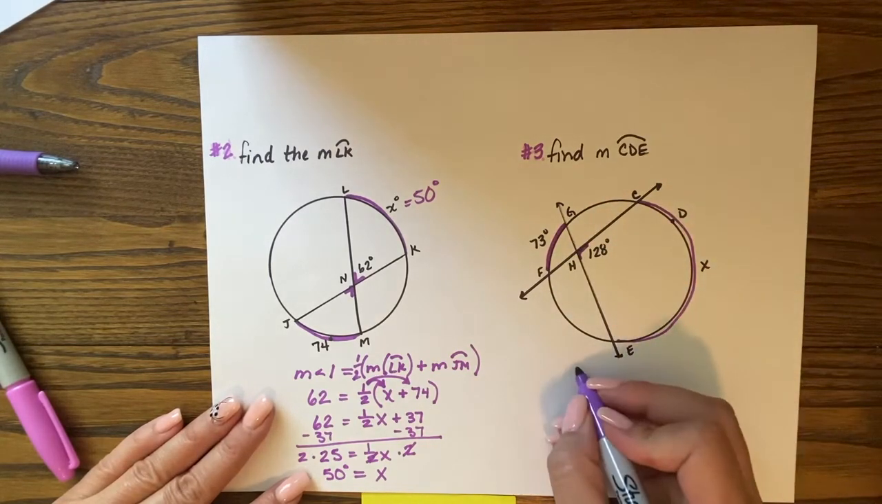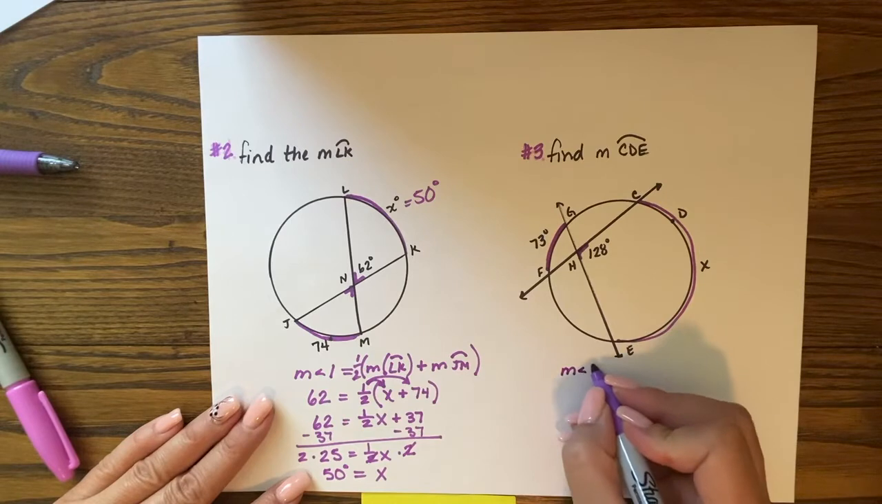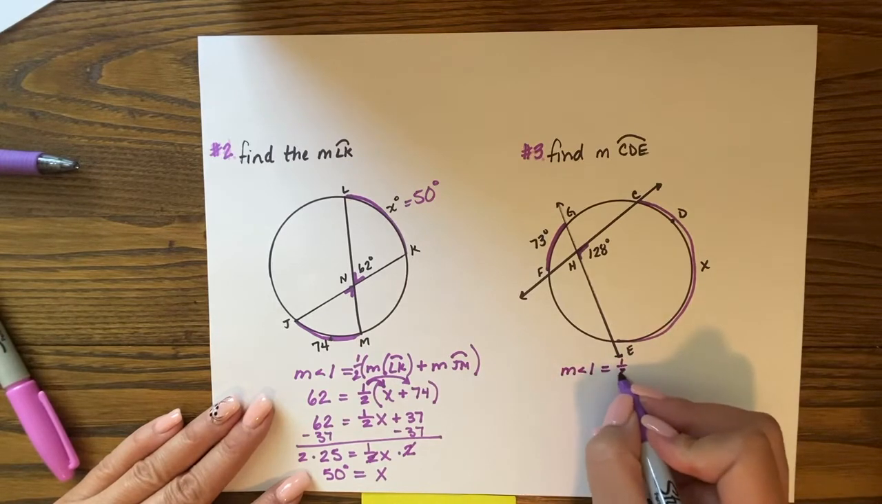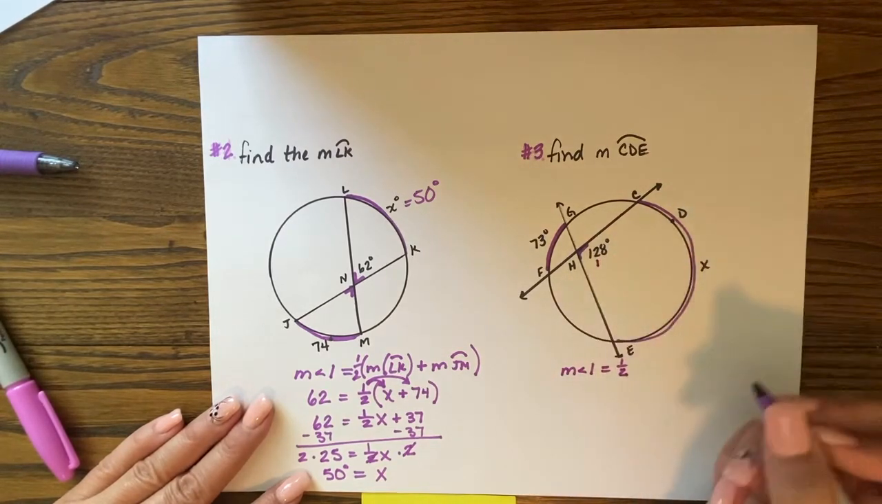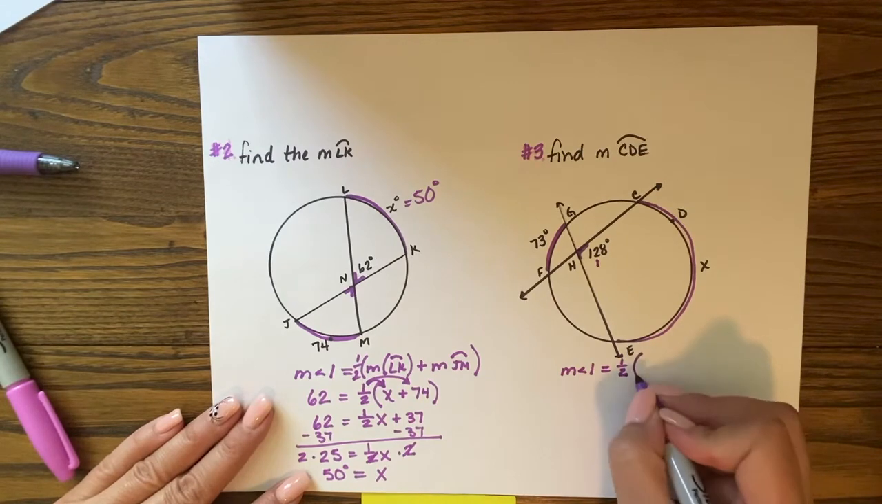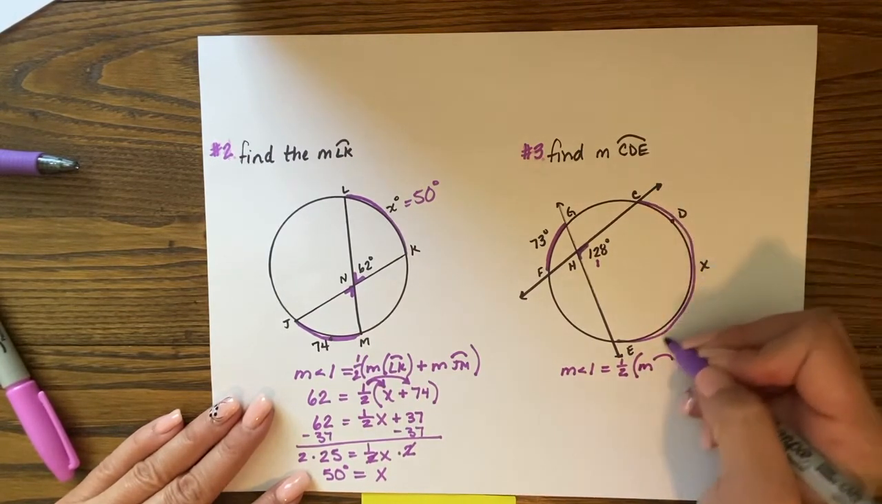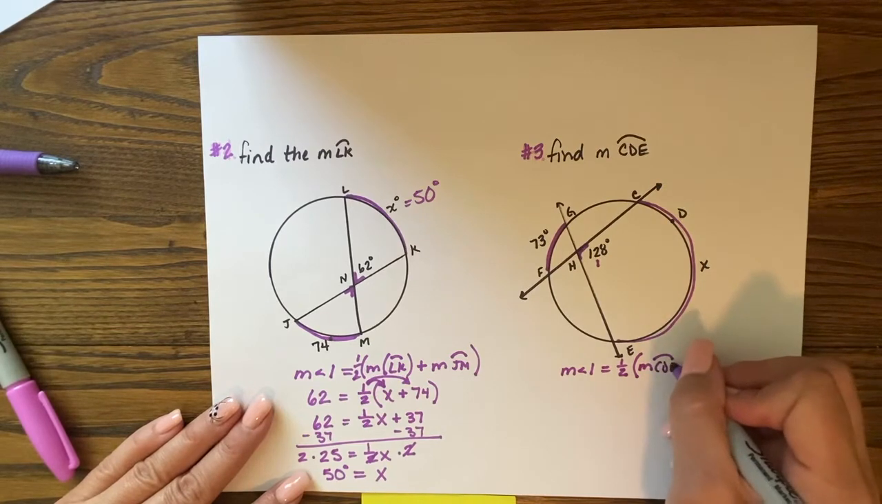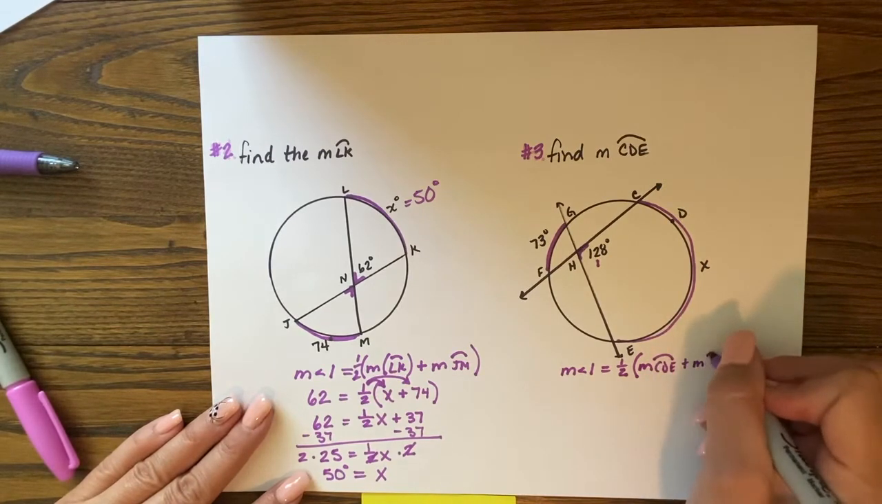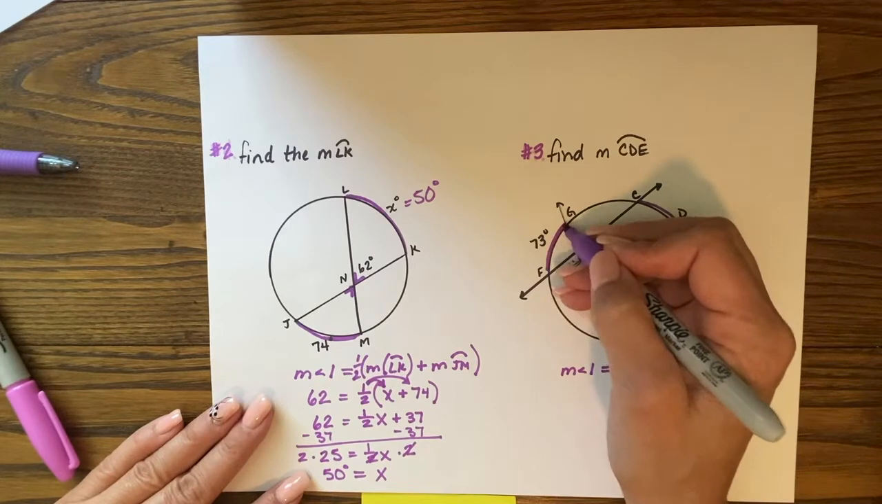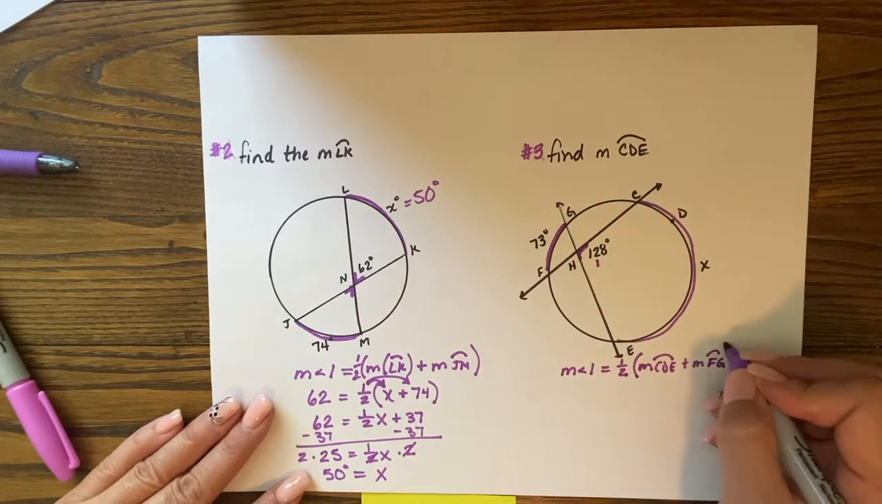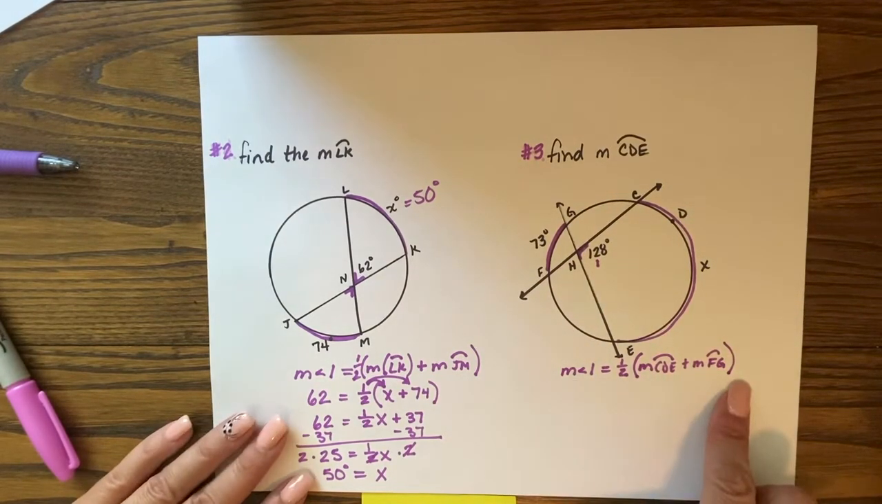So we can set up our formula again. The measure of angle 1 equals 1/2. I'm going to put angle 1 here. 1/2 the measure of arc CDE plus the measure of arc FG. And we're going to go ahead and plug in that information.